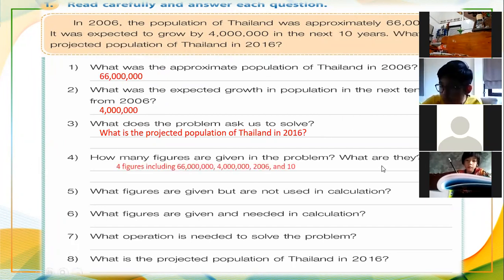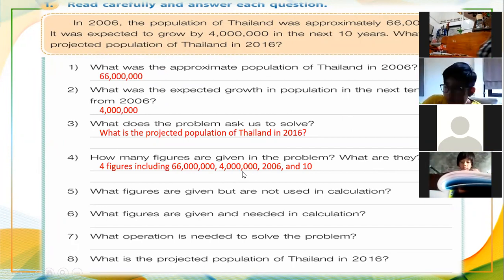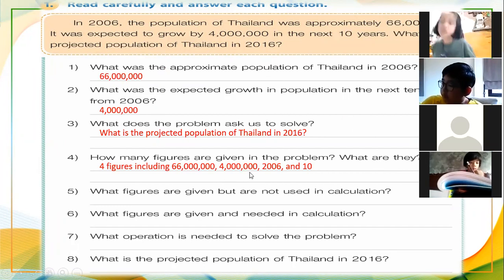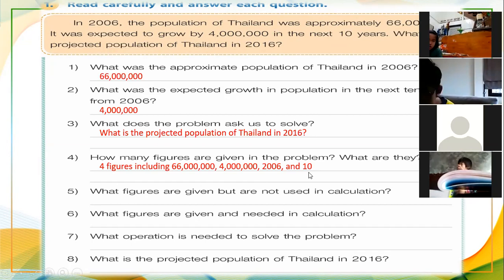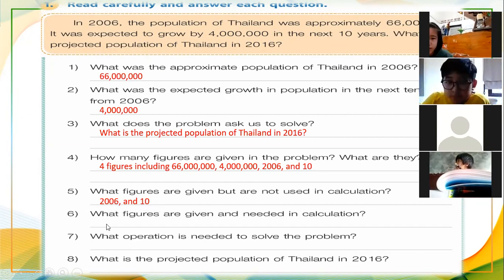Okay, so now what are we going to do here? How many figures do we have? First of all, we can see here we have figures. First one is the population of 2006. Second one is the expected growth of population in 10 years. And third is the years 2006 and 2016. So we have figures that we don't need for calculation, that is the years 2006 and 2016. This is not needed for calculation.